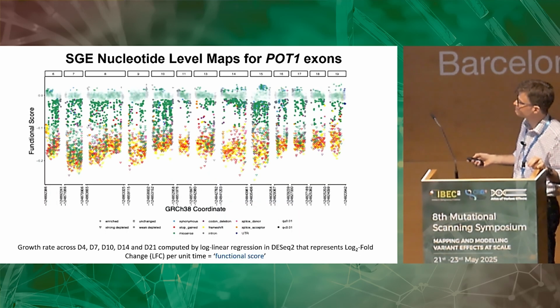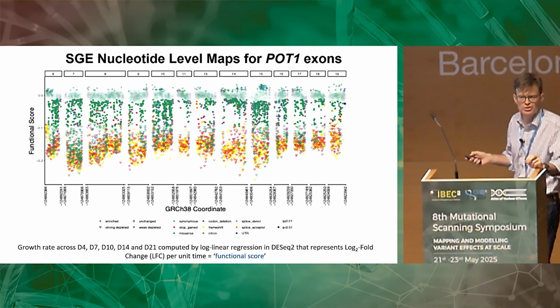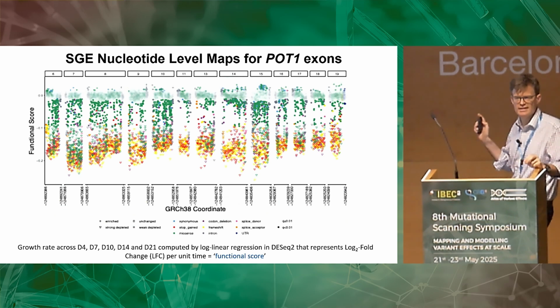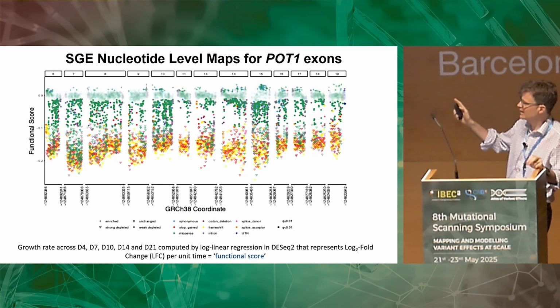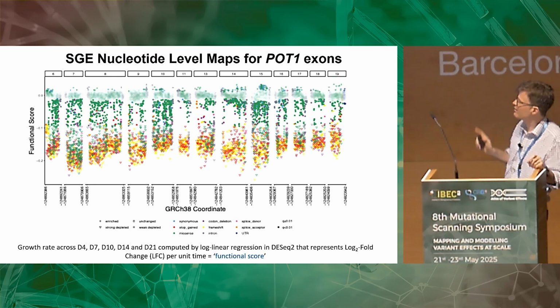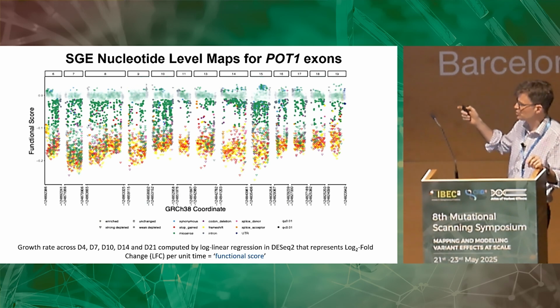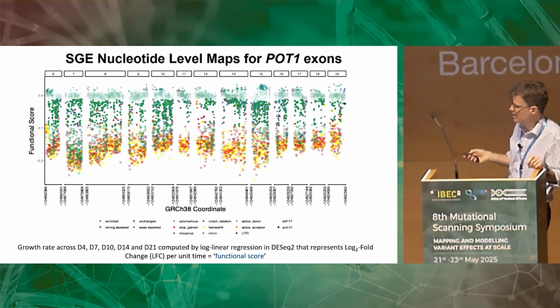So we've actually performed saturation genome editing across the entire gene, and this is the data shown here. Again, in keeping with what I showed you previously, the frameshifts and the stops are shown in yellow and red, and the missense variants are shown here in green. And the data is represented as a functional score, which is essentially a growth rate over the time period.